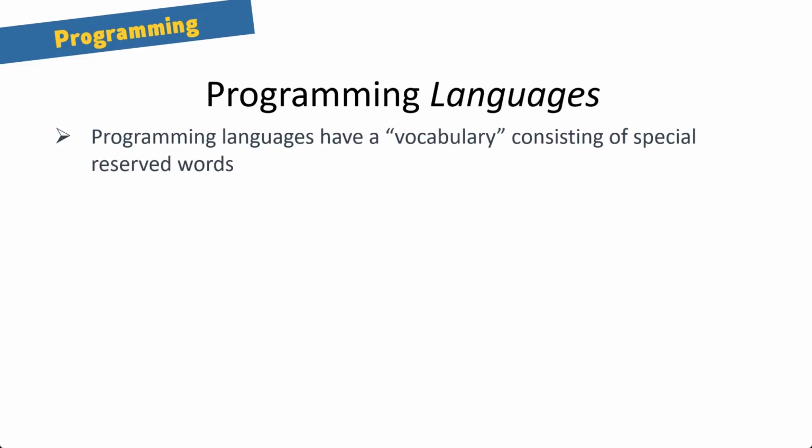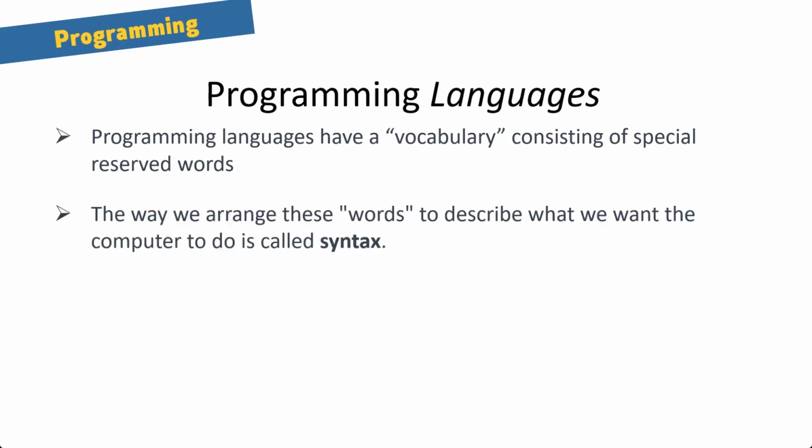Like other programming languages, Python has a vocabulary consisting of special, reserved words that we'll use as the building blocks of our code. And to put Python, or any other language for that matter, to work for us, we'll need to learn the basics of how to combine and arrange these words in a way that describes what we want the computer to do. This arrangement is called the syntax of the language.